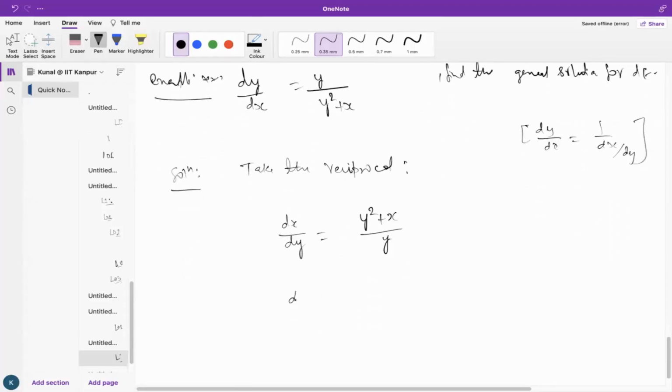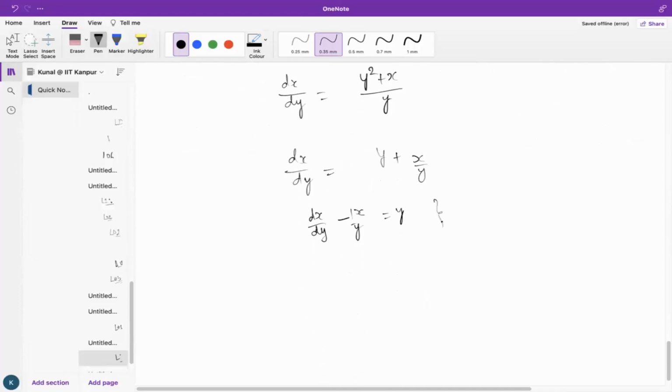Now what I have to do here is divide dx by dy. So what we will get is y plus x by y. So here we get dx by dy minus x times 1 by y is equal to y. So actually this is a linear differential equation.